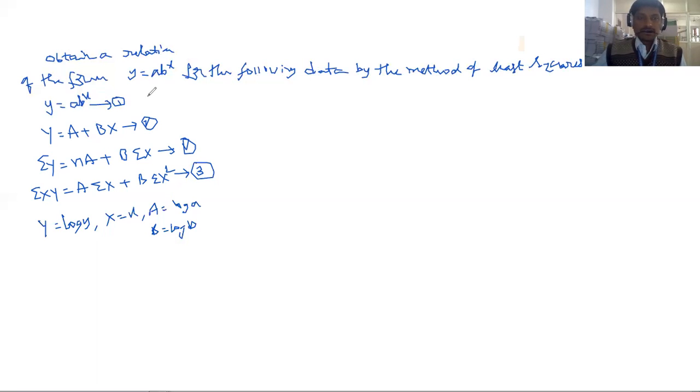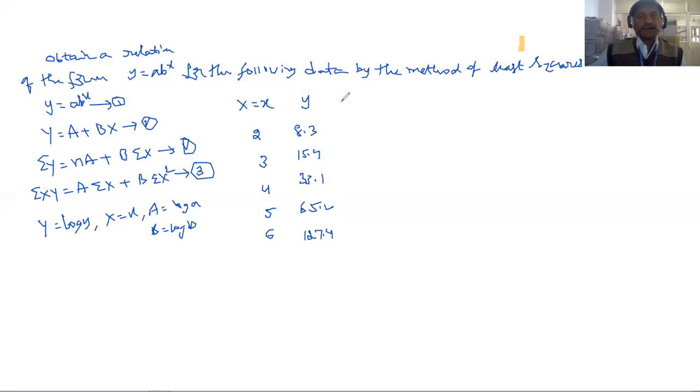So here it is, capital X is equal to small x, and we need small y values. This is the data we are taking from the given problem. Small x values are 2, 3, 4, 5, 6. And small y values they mentioned are 8.3, 15.4, and next one 33.1, and next 65.2, and next one 127.4. So these are the values of small y.